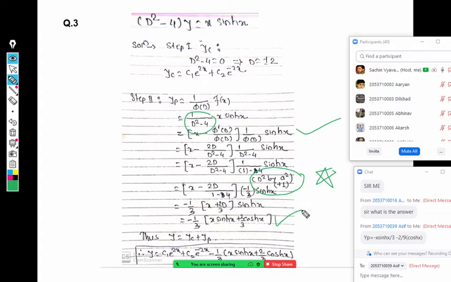Yes, Asif, yes, you are correct. You have taken 1 by minus 1 by 3 inside. So that is also correct. Any doubt?